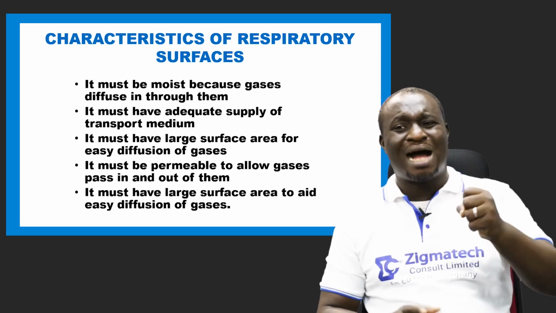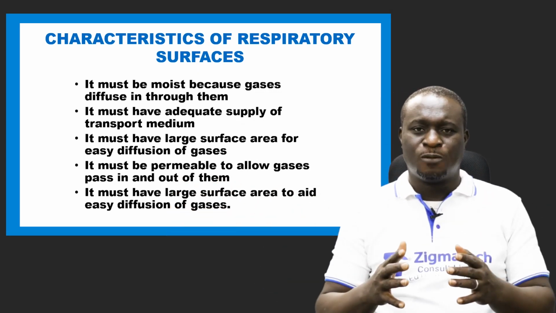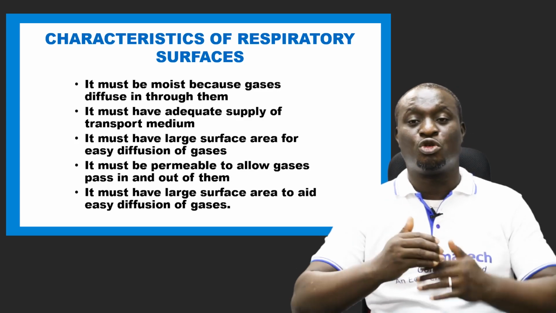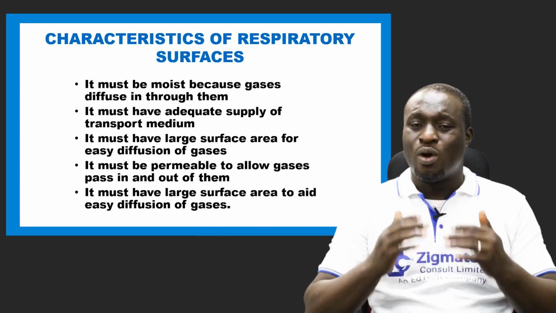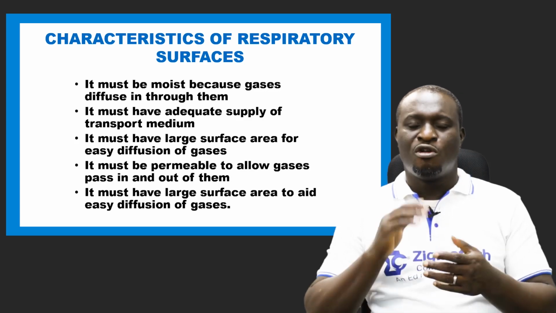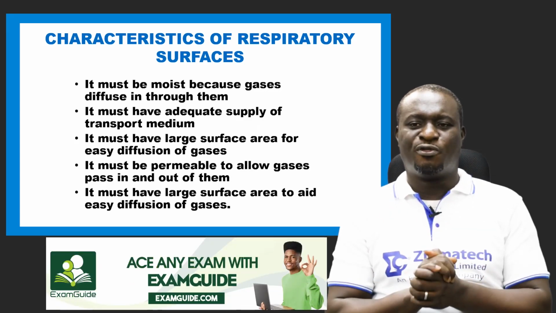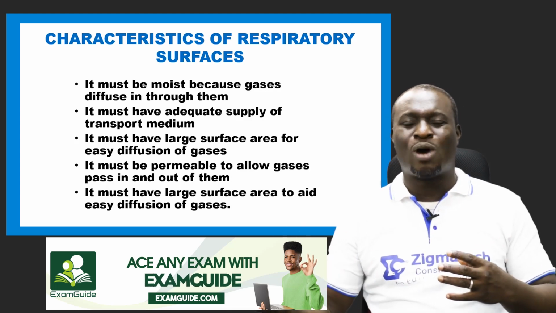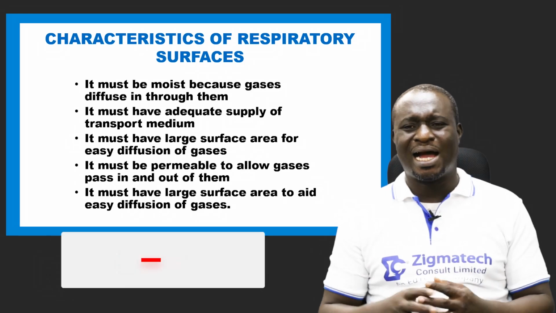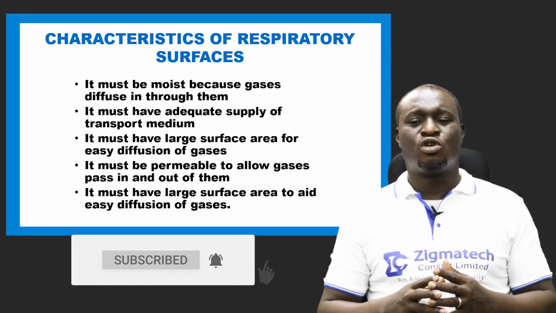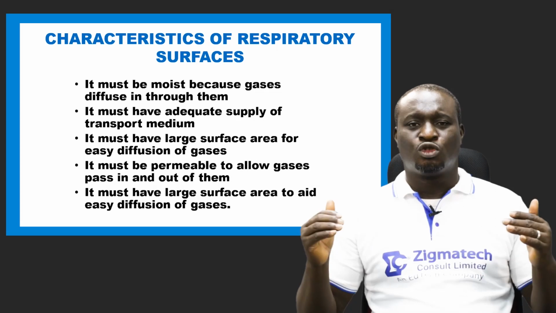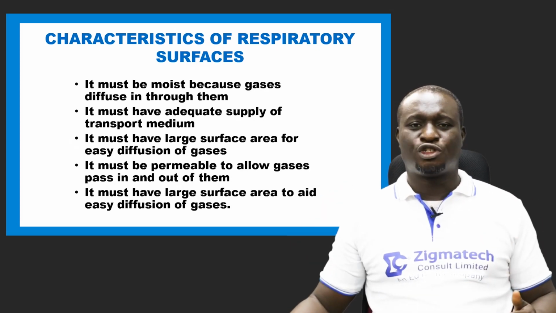And number 3, it must have a large surface area to volume ratio. In fact, the rate of diffusion is increased when the surface area to volume ratio is large. So there must be a large surface area to volume ratio for easy diffusion of these gases. And number 4, it must be permeable. That means it must be able to allow gases to pass in and out of it. And then finally, number 5, it must have a large surface area to aid easy diffusion of gases.